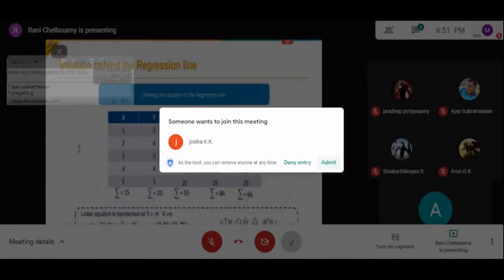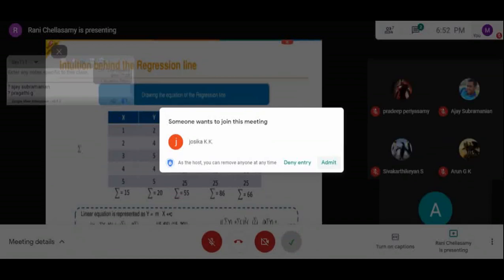Now what to do? Draw the equation of the regression line. As we all know, y equals mx plus c. Okay, so what is the formula to calculate? The m formula is here and the c formula is here. So you need to calculate the values x square, y square, x into y, and the summation of all the values. In order to substitute all these values in these formulas, you have to tabulate them.